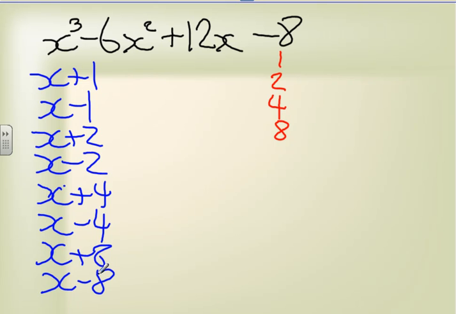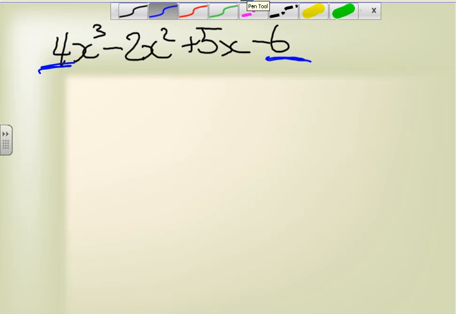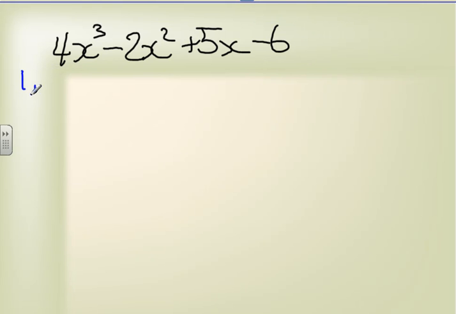Now it gets a little more tricky when you have a question like this that has a coefficient in the front and a coefficient in the back. So I'm going to find my factors here. Factors of 4 are 1, 2, and 4. Factors of 6: 1, 2, 3, and 6. And I need to start coming up with all the possible factors of this equation.